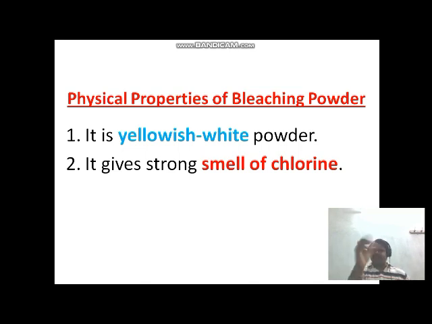See here, for example, Amrutanjan, or Jandu Balm. Take some Jandu Balm, place a little near your nose and observe the smell. You feel a very strong, pungent smell. That kind of nature belongs to chlorine. Just as Jandu Balm has a strong nature, chlorine has a strong nature, so it gives a strong smell. Like chlorine, bleaching powder also gives a strong smell.